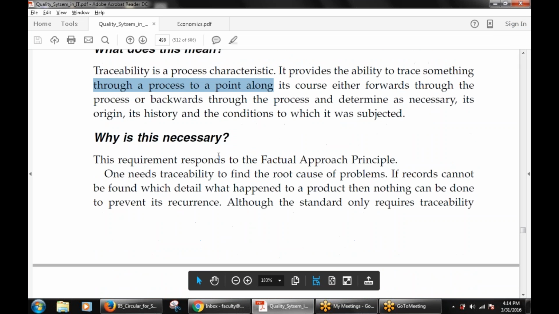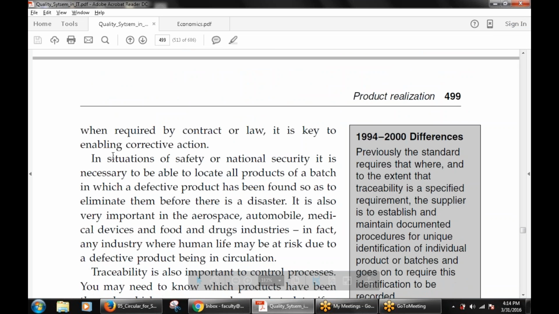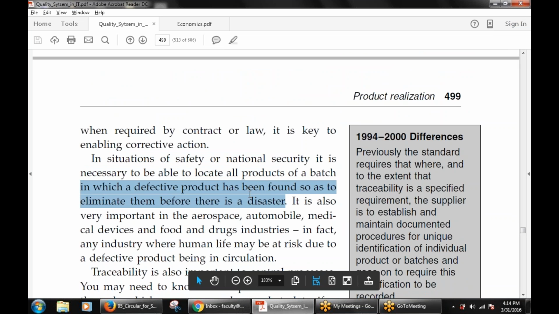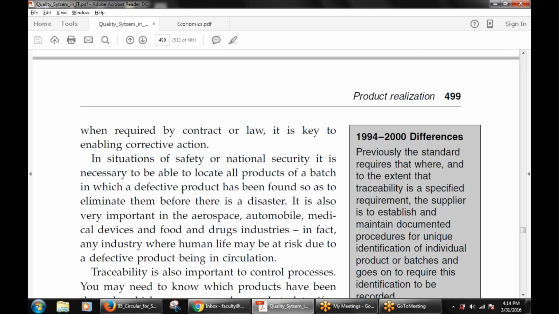Why is it necessary? That leads to the factual approach principle. In situations of safety or national security, it is necessary to be able to locate all the products or the batch in which a defective product has been found, so as to eliminate them before there is a disaster. So before there is a disaster, we have to eliminate the product, we have to eliminate the security risk.